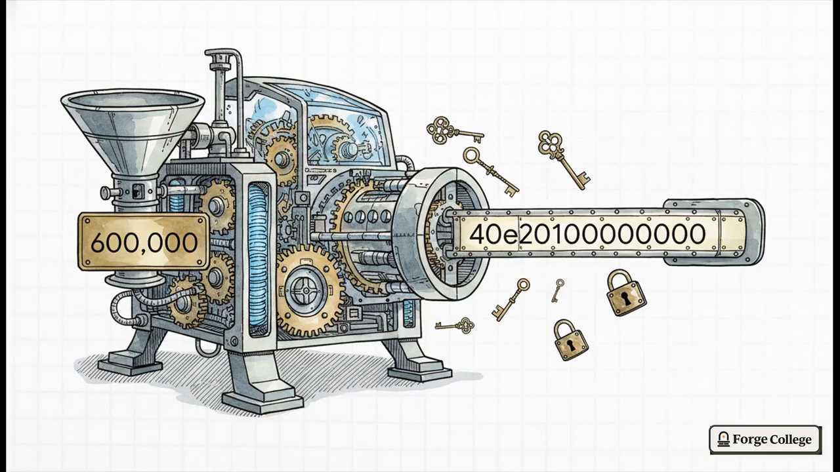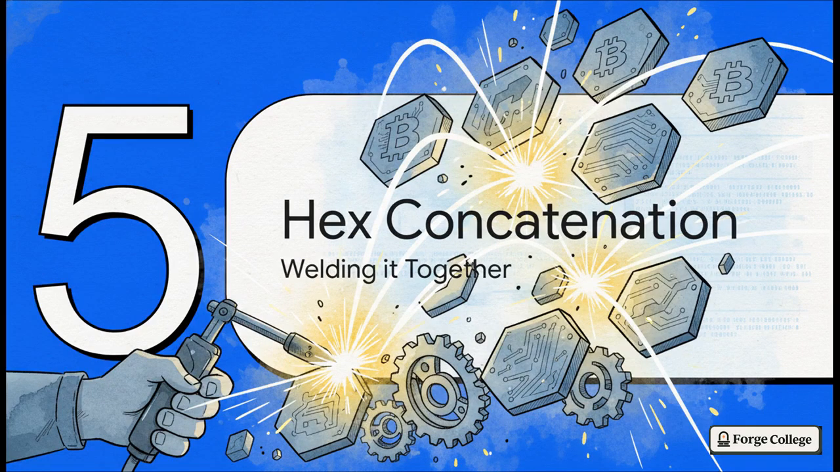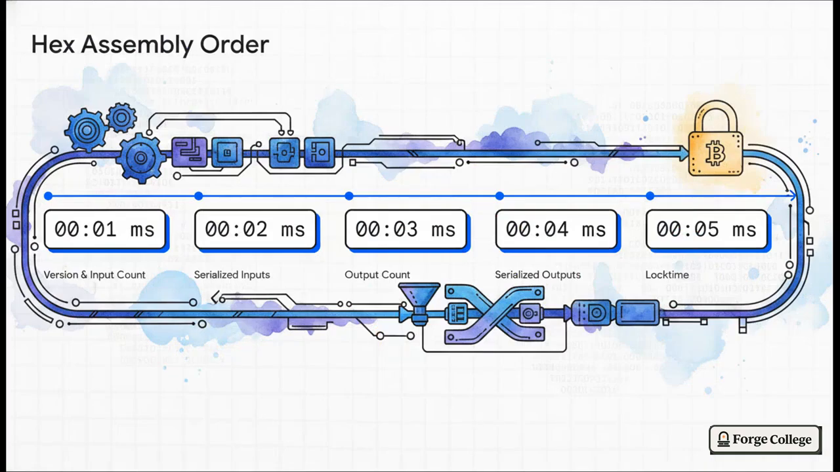Then, we just repeat this exact same process for our change output, which is 190,000 satoshis making its way safely back to us. Which brings us to step 5, the final hex concatenation. Grab your goggles, because it is time for some digital welding. This sequence right here shows the exact chronological order of our digital assembly line.